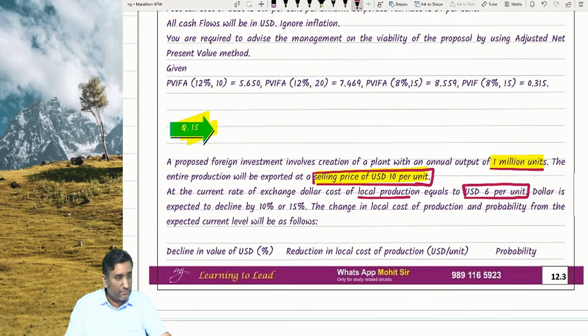So I can make out 1 million units, let me put it as 10 lakh. So I can make out that 6 and 10. What is my profit here? 4. Just give me a minute's time, please.